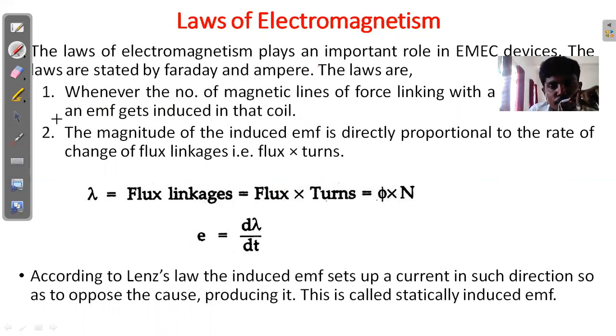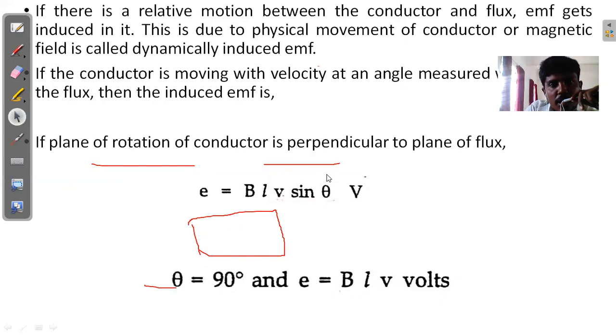So the EMF induced in a conductor is directly proportional to the rate of change of flux linkage, that is flux into the number of turns. According to Lenz law, the EMF induced in the conductor always opposes the cause producing it. That is called statically induced EMF.